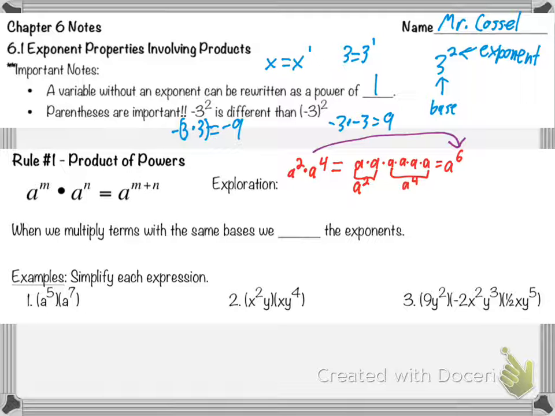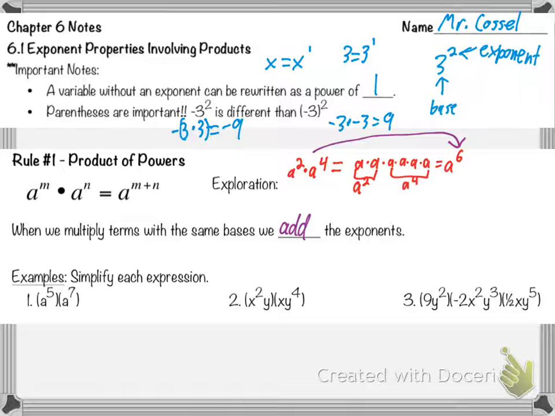Okay. So we have a squared, a to the fourth. Because we have the same base, we can just add the exponents and have a to the 6. Okay. So when we multiply terms with the same base, we do what with the exponents? Add the exponents. Want to write that in? What if we have different bases? Then you can't. We'll talk about that.